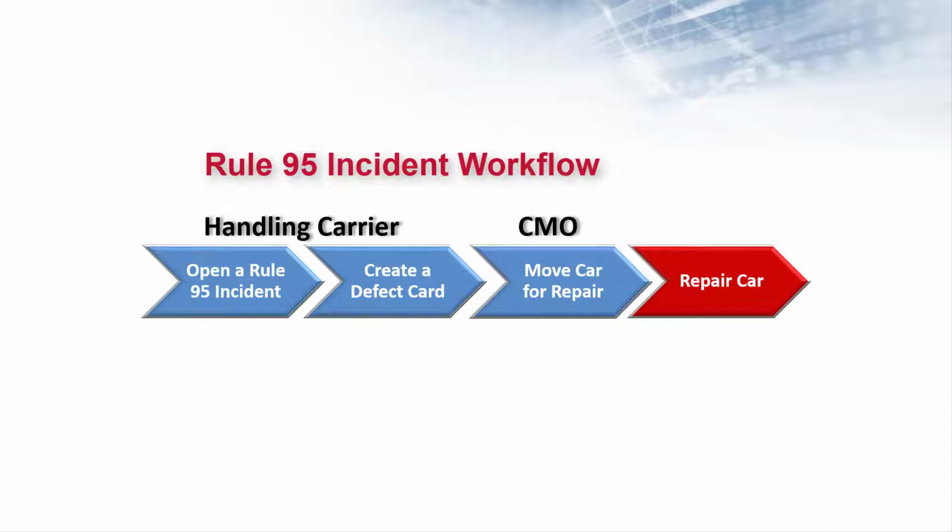This diagram shows the basic flow of the Rule 95 process. The handling carrier creates a Rule 95 incident and, if needed, creates a defect card and moves the car for repairs to the designated location. This activity is recorded in DDCT. The car mark owner is notified each time the handling carrier updates DDCT.